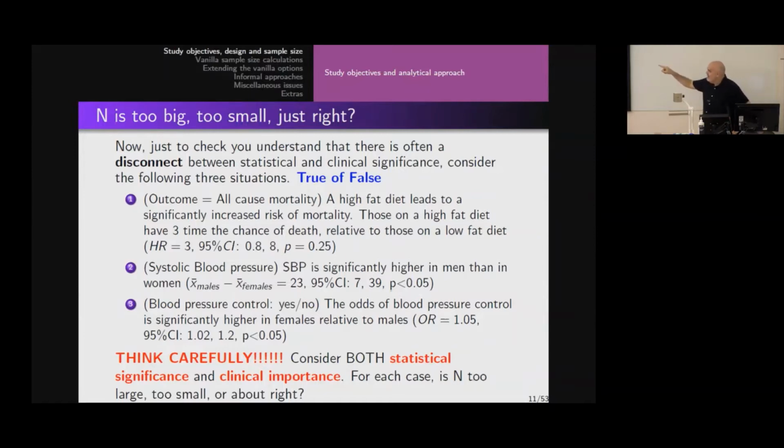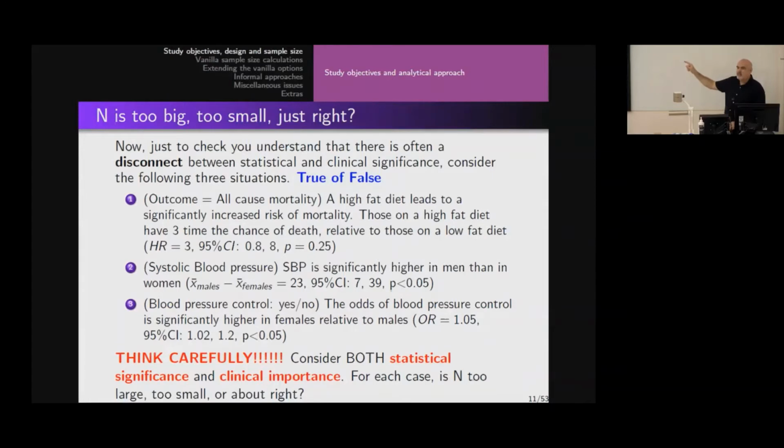But I see that a hazard ratio of 1 is contained in that confidence interval, and it was not statistically significant. Now, does a hazard ratio of 3 sound clinically important to you? 3 times the chance of death. That sounds important. Can we say it holds for the population? No. We cannot rule out a hazard ratio of 1. So 3 is our sample estimate. It's not the true value necessarily in the population.